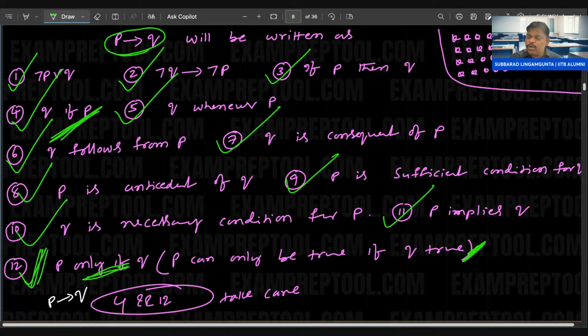Anyone having a small doubt also? You ask me, I will help you. Check once before going to the next problem. Please check.